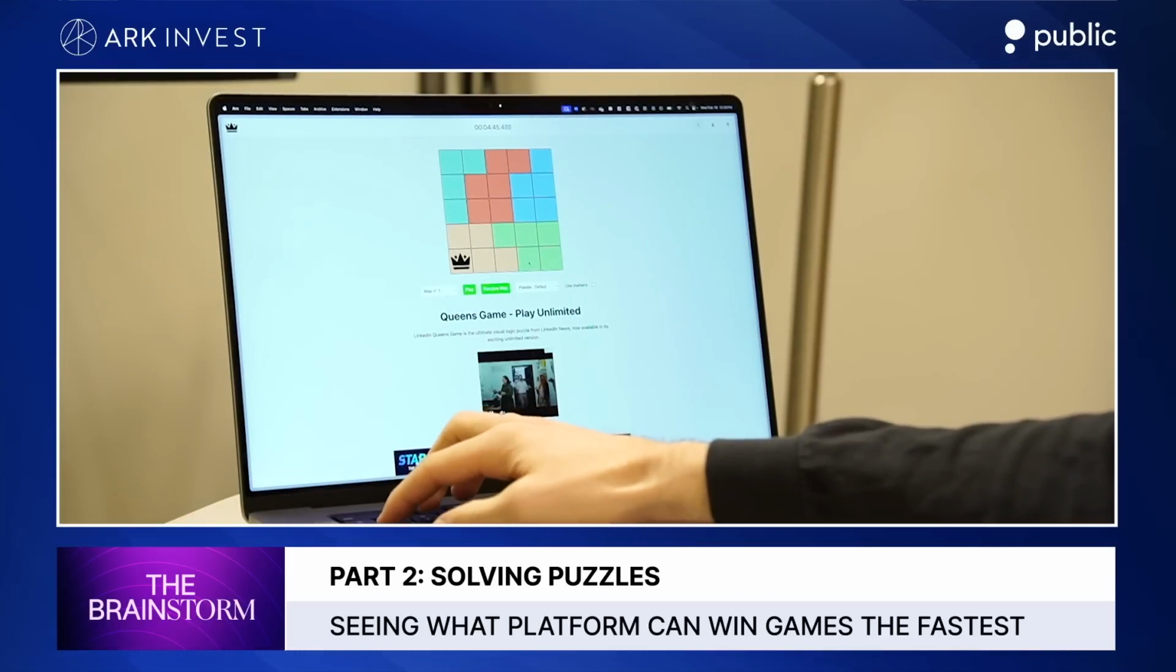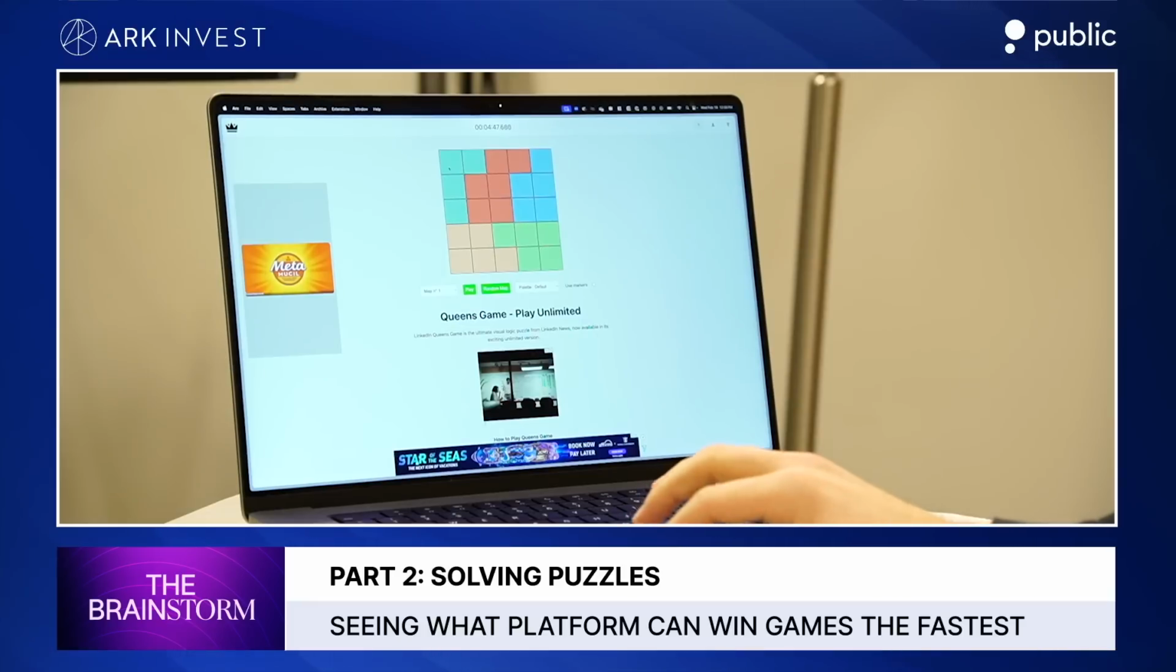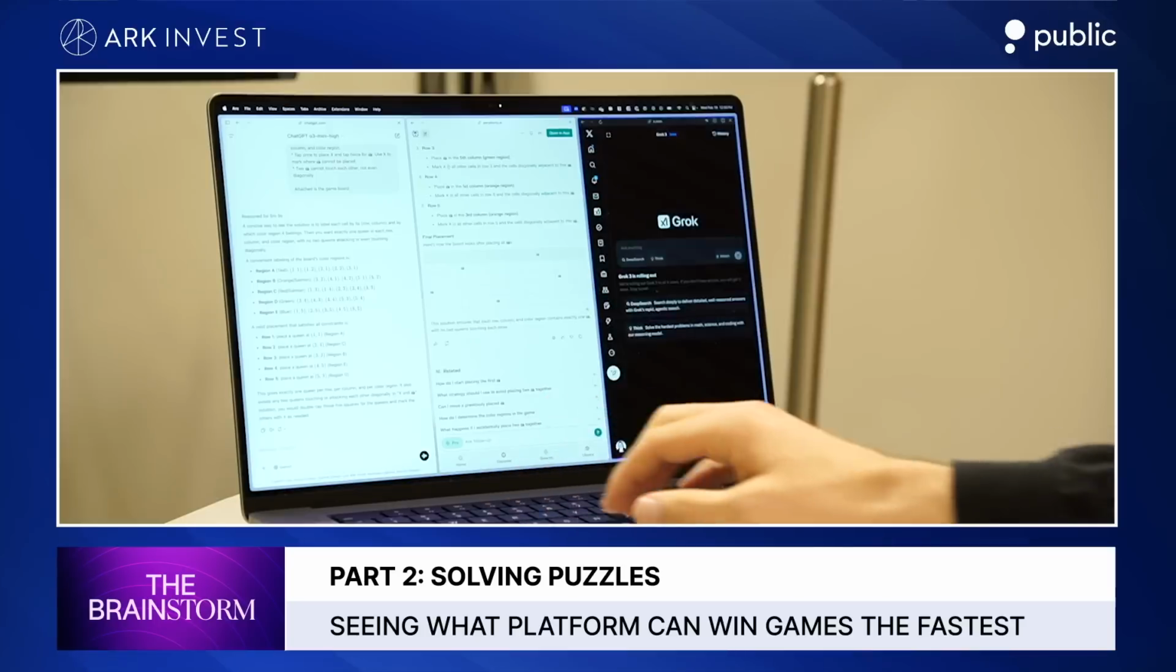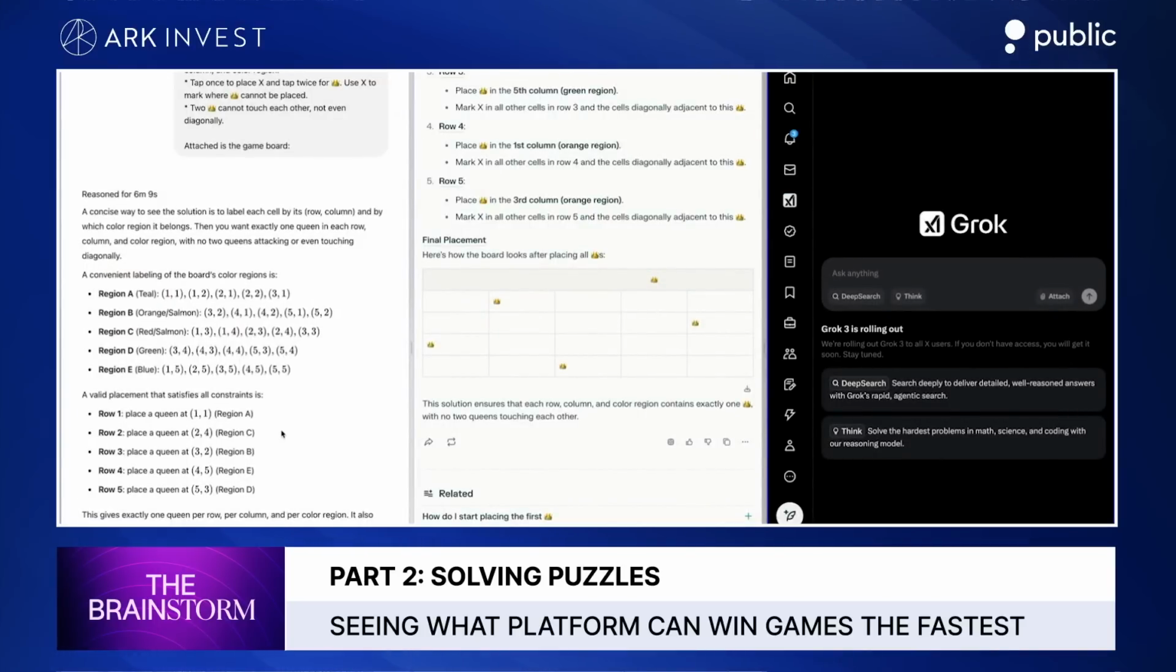Wait, that's not teal. Look at how it broke it down. Oh my God. Have we been solving them all upside down? And we've been reading the coordinates wrong. So we're the problem. Wait, a convenient labeling of the boards. Oh, interesting.